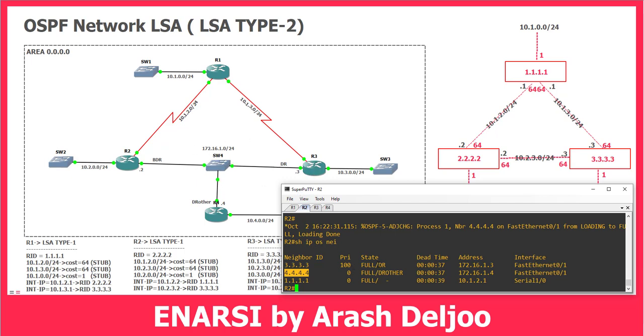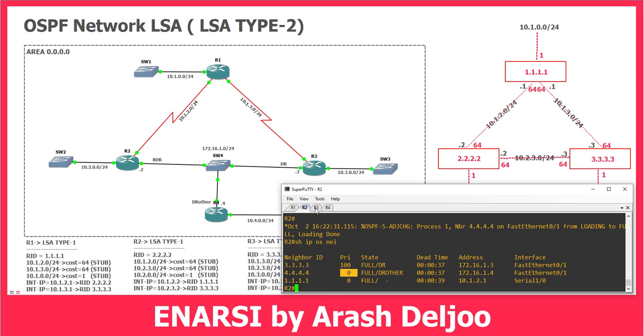Router 3 is the DR, as you can see, because of its priority, and we have the state of full with the DR. And with router 4, because it is DROther and router 2 is BDR, again we have the state of full adjacency, and also the priority of router 4 is 0.